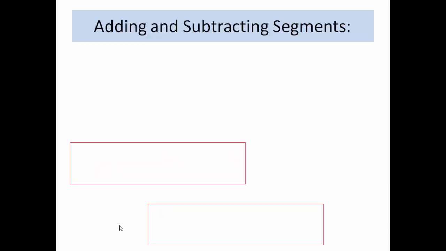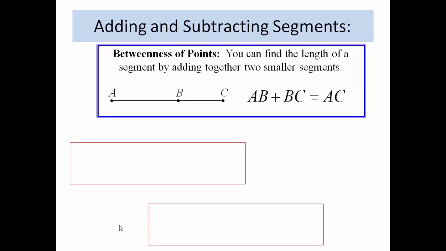Now let's talk about adding and subtracting segments. To add and subtract segments, we are going to use the betweenness of points. You can find the length of a segment by adding together the two smaller segments. So here we have the segment AC. We can find the length of AC if we were given the length of AB and given the length of BC. We could add the two smaller parts together to get the big part.